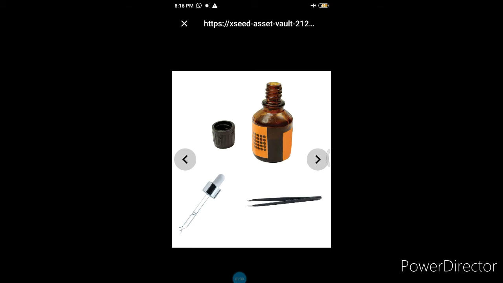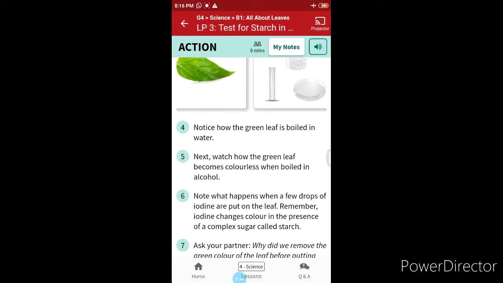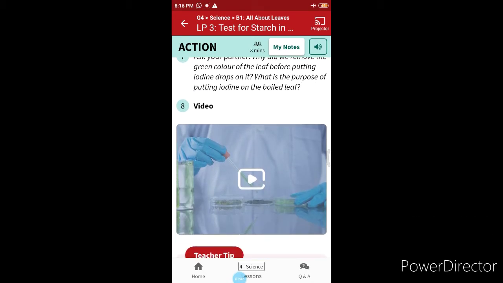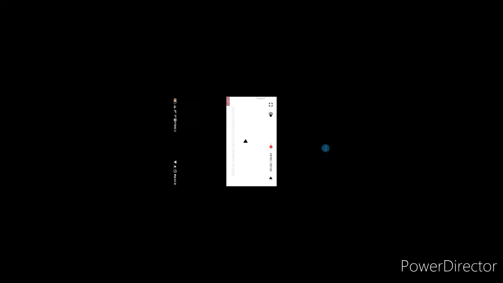So you can see the video, children. You will understand how the leaf turns blue-black. Observe this video carefully. A leaf makes food in the form of simple sugar and then stores it in the form of starch. We can test the presence of starch in a leaf.